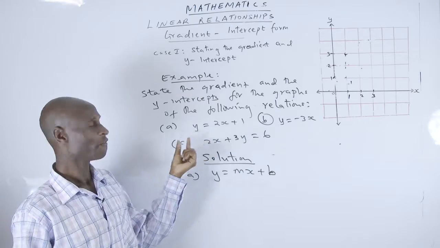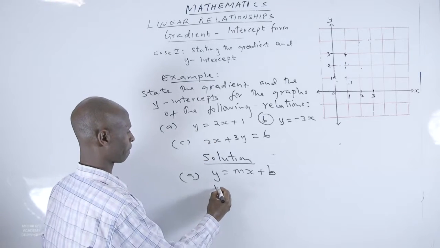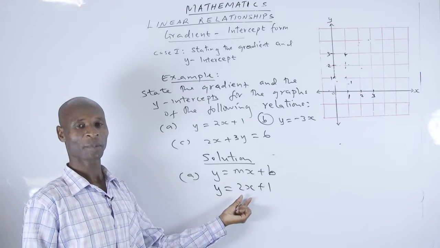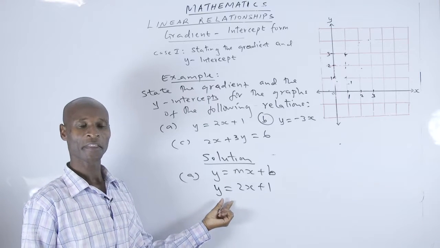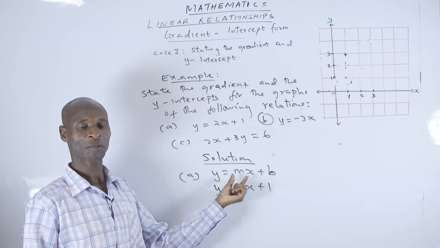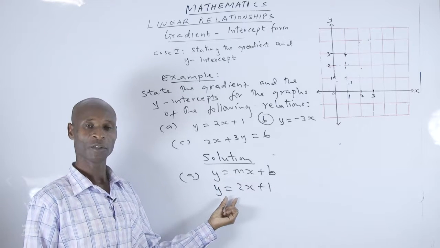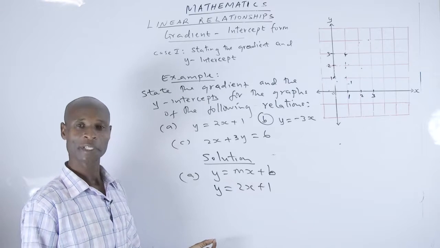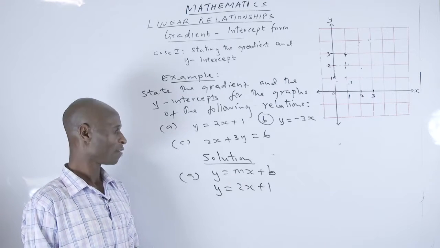So when you look at our first case A, y is equal to 2x plus 1, it's already in the form y is equal to mx plus b. So in this case, you don't need to rearrange the relation. We just compare the corresponding values.